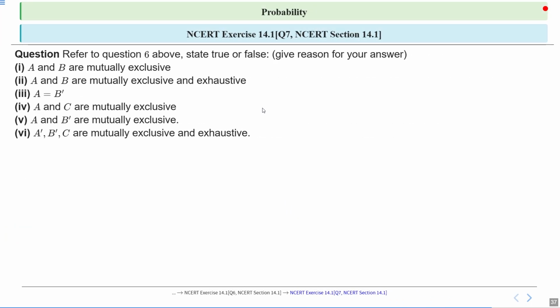So look at question number 7. First of all, read this question very carefully, and try to understand what is given and what we have to do. This question is basically homework for all of you. So do this exercise as homework.